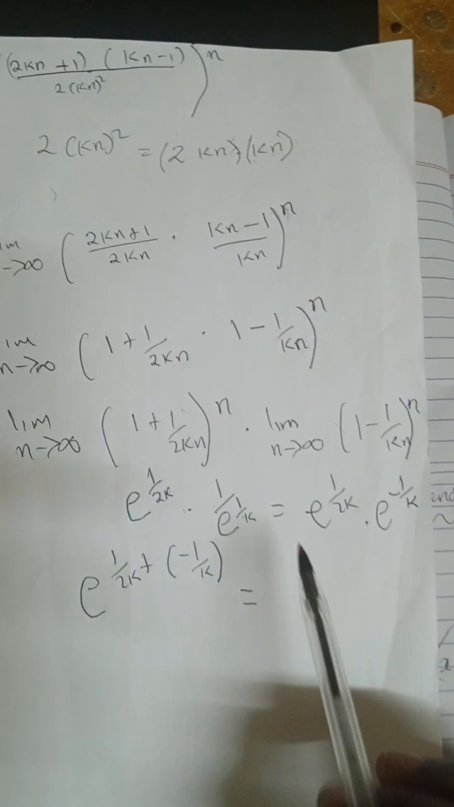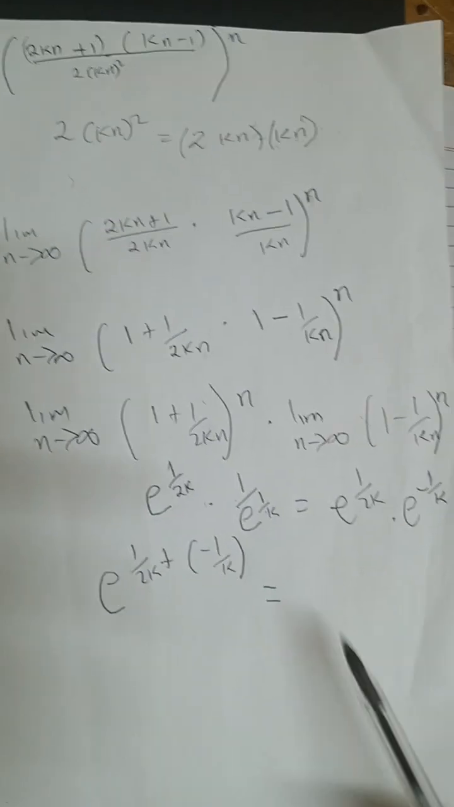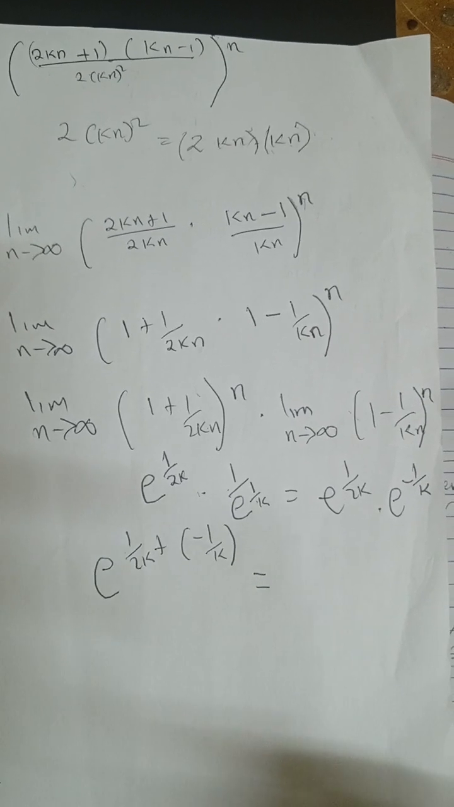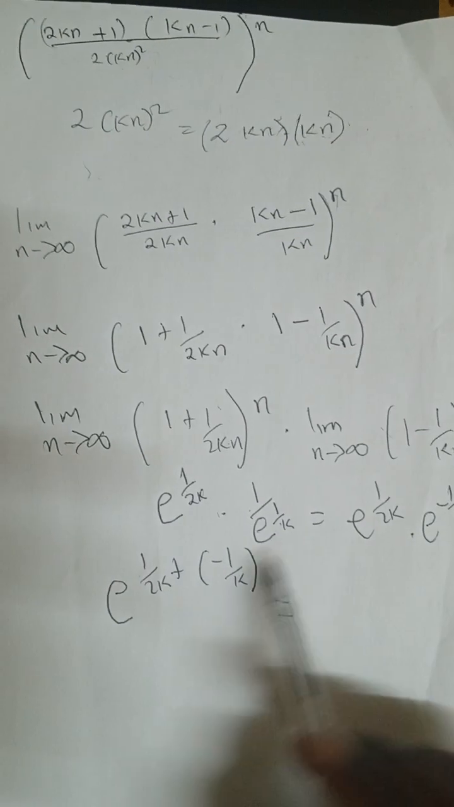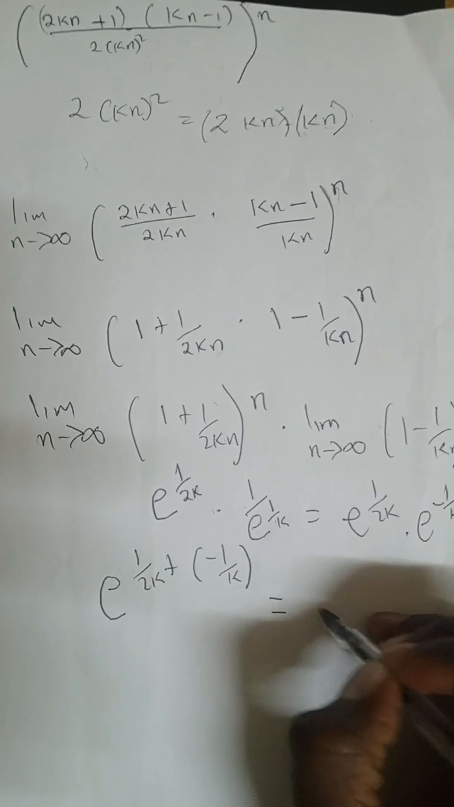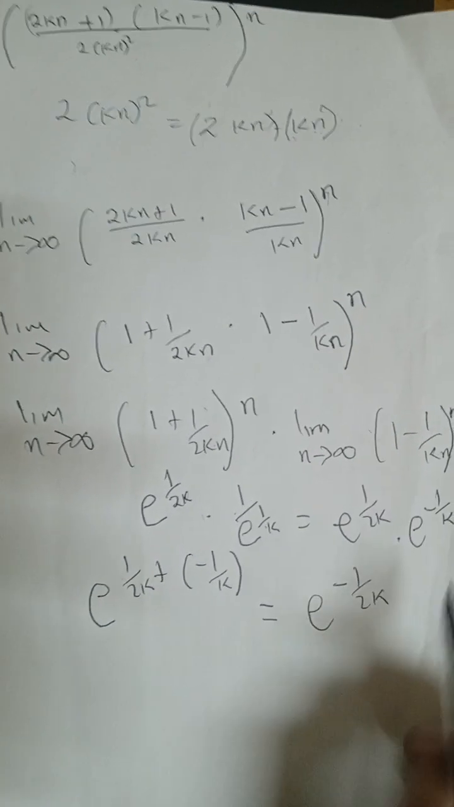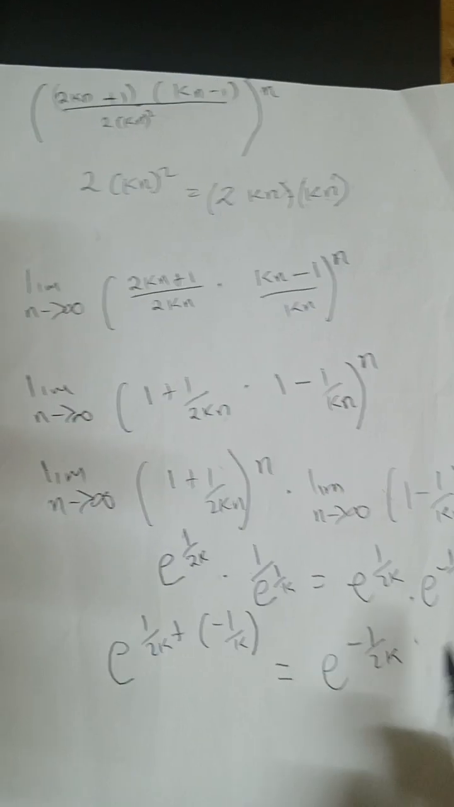When the bases are the same and they are multiplying, you add the power. Now, what is 1 over 2k minus 1 over k? This is just the same as half minus 1, which is e to the power negative 1 over 2k. Now this is the answer we have. This is the answer we have found after using the root test.